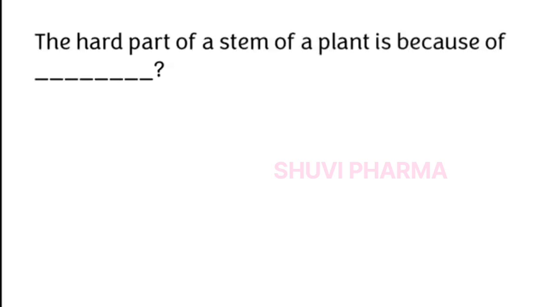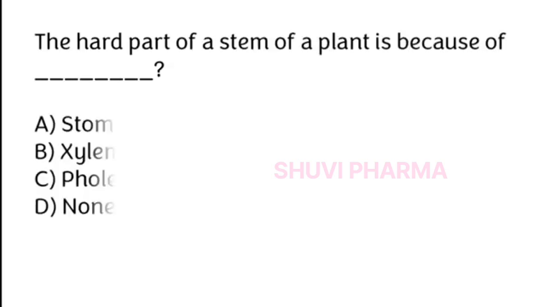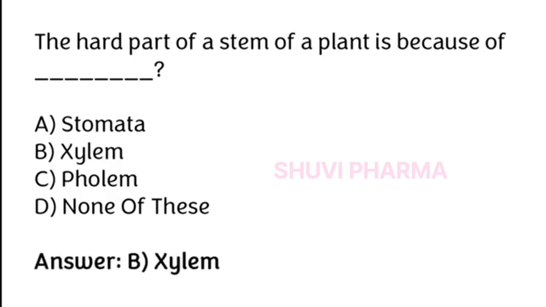The hard part of a stem of a plant is because of stomata, xylem, phloem, none of these. The correct answer is option B. The hard part of a stem of a plant is because of xylem.